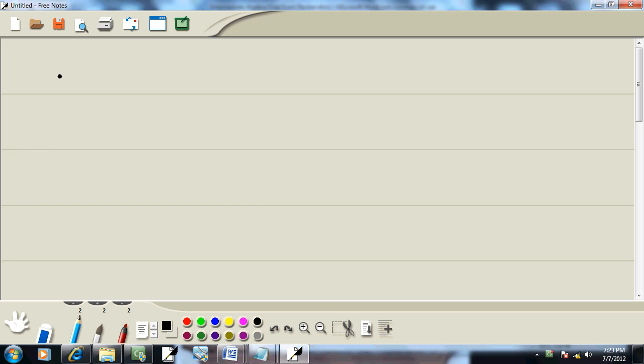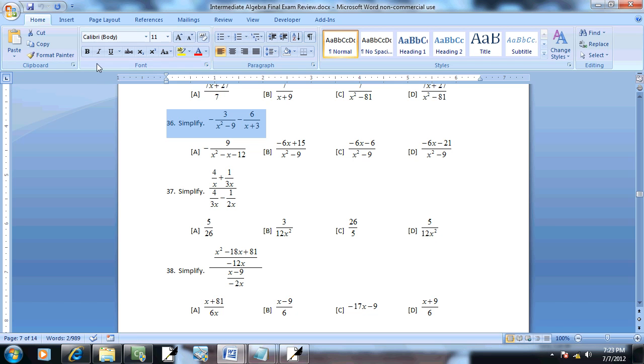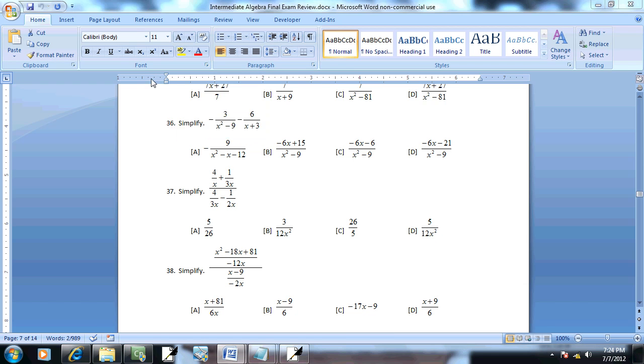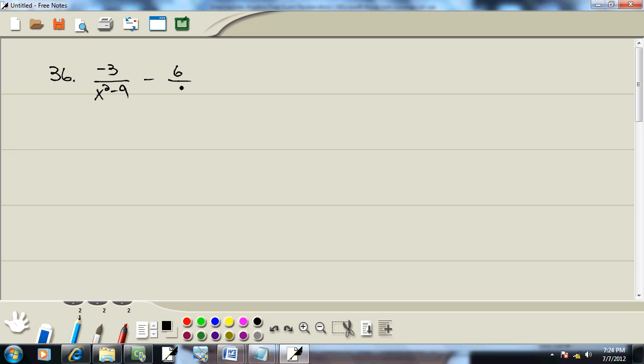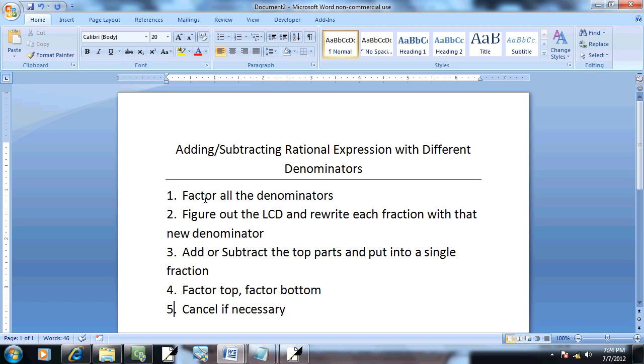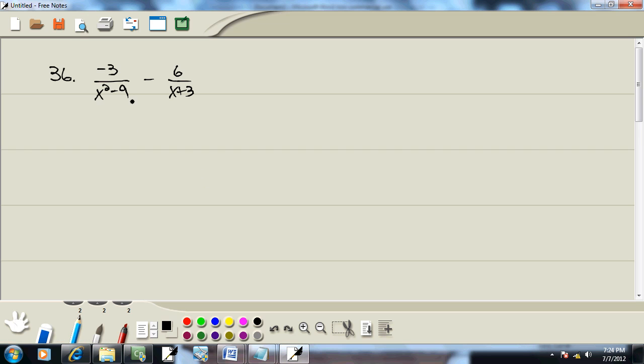And get my pen to work. Hello, there it is. Okay, 36. So we have negative 3 over x squared minus 9, minus 6 over x plus 3. And step 1, factor all your denominators.